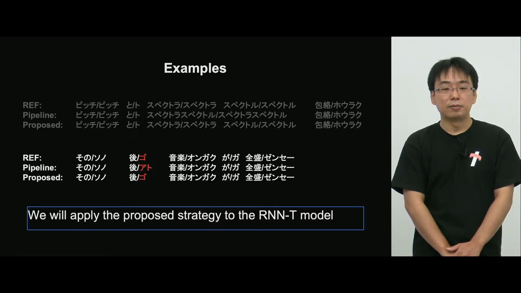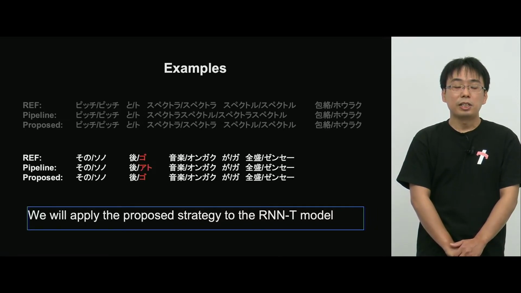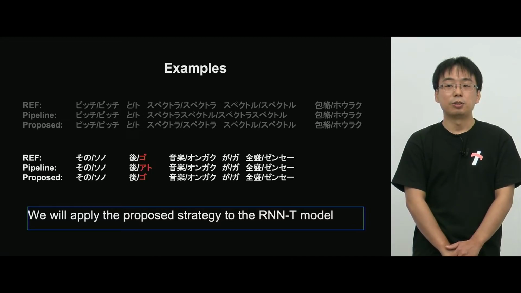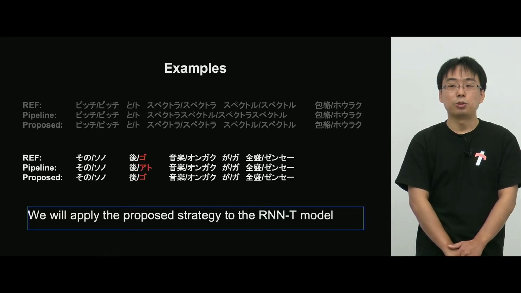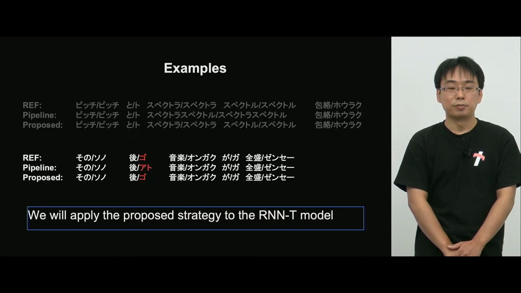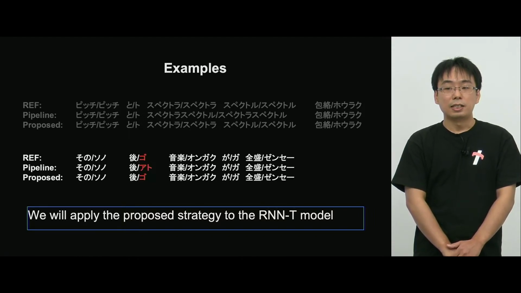Next one is about homograph. If there is only language information, you can't identify if it is sonogo or sonoato. And as for the proposed method, you can utilize audio information. Therefore, you can decide it in a unique way. And this is what we'd like to adopt.